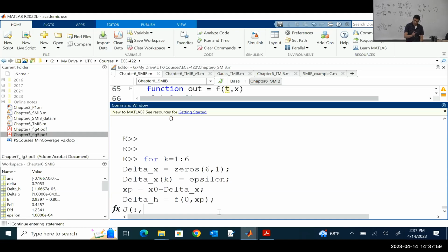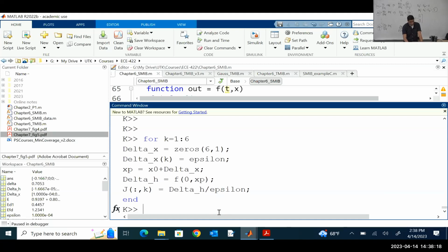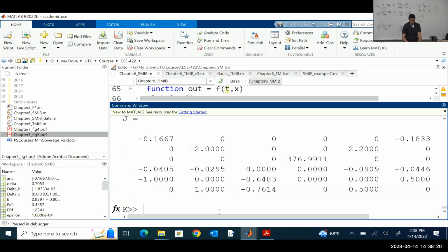This is not the full Jacobian. This is going to be the k column of the Jacobian. And that is going to be nothing else than delta h divided by epsilon. So if we put end, we will close the loop, and we should have the Jacobian matrix. Is that the result we should get? We don't know yet. Why?